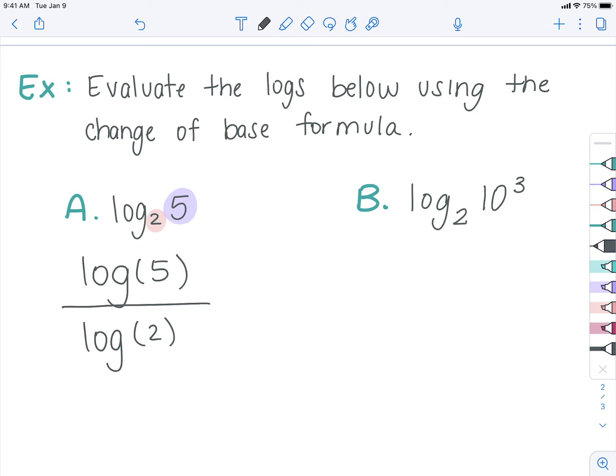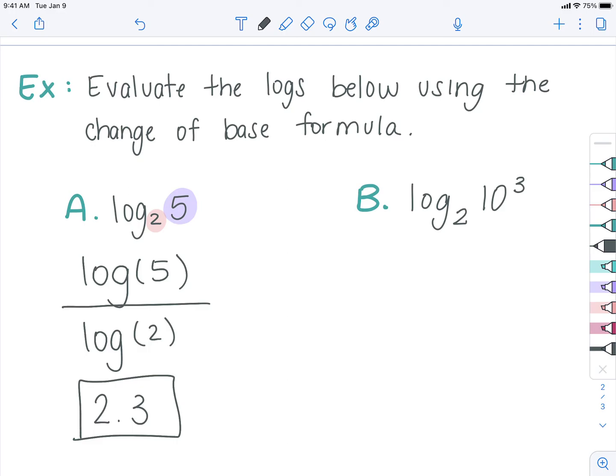So can anyone tell me what log of 5 divided by log of 2 is? What do we get? 2.5. Do we agree? You're just taking a stab in the dark? I got 2.3. 2.3? Beautiful. 2.3.